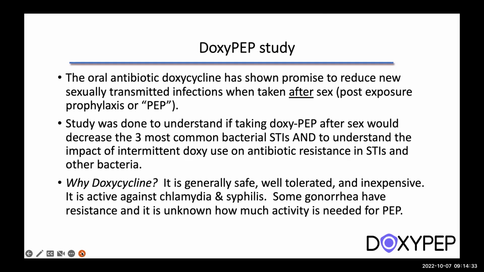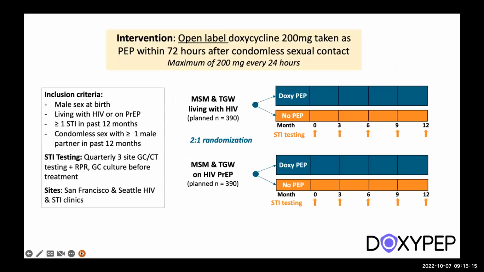So you might ask, well, why doxycycline? It's because there's decades of experience with it in terms of its safety, it's well tolerated and inexpensive, and it's active against chlamydia and syphilis. We knew from a lot of surveillance work from CDC and others that gonorrhea often has resistance, and it varies globally. And yet we're not sure. It may still be that Doxy would work as prevention, as opposed to treatment, for gonorrhea with tetracycline resistance. So there's a lot of reasons why doxycycline made sense to study for this indication.